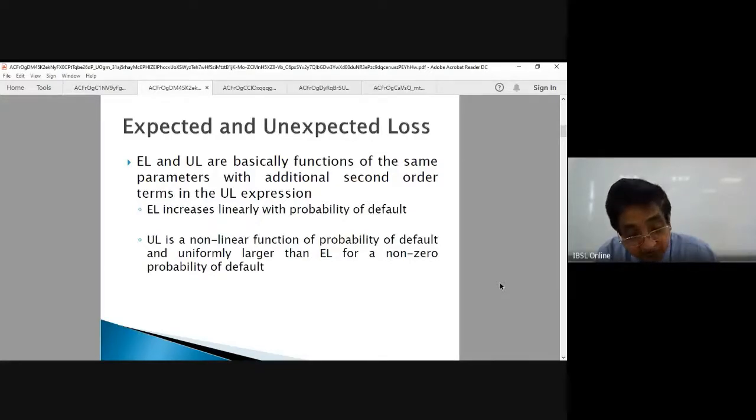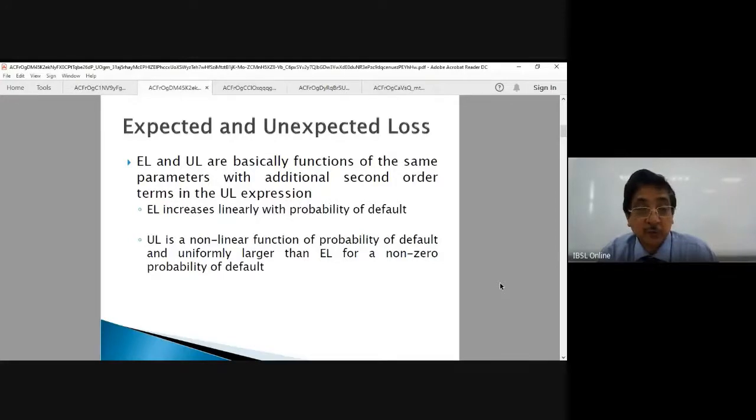For expected loss, the parameters are the same. If you take the unexpected loss, there also you get the same parameters. But there's a difference in the way they determine the expected and unexpected loss, because the parameters have a certain combination in expected loss and a certain combination in unexpected loss.